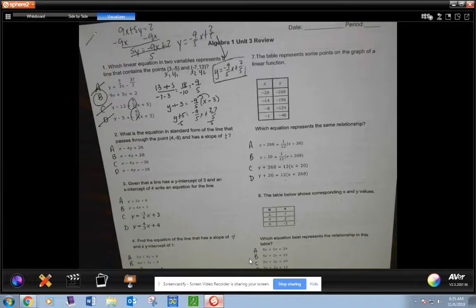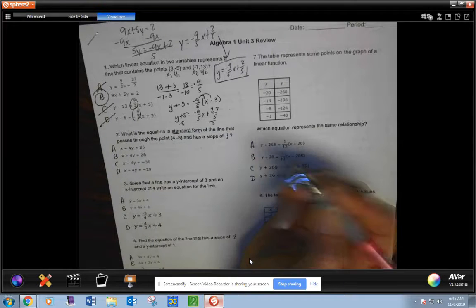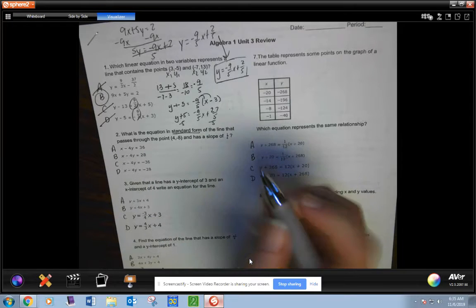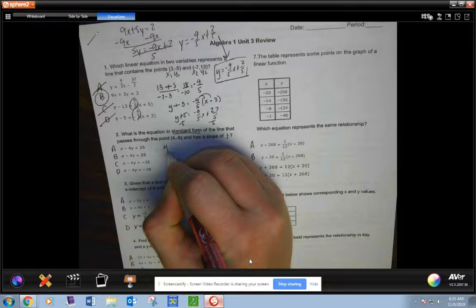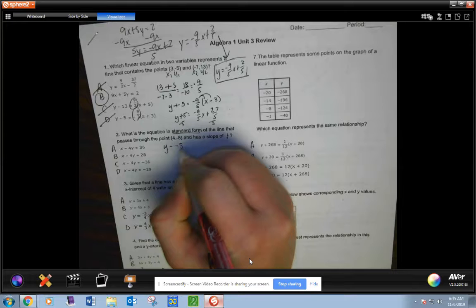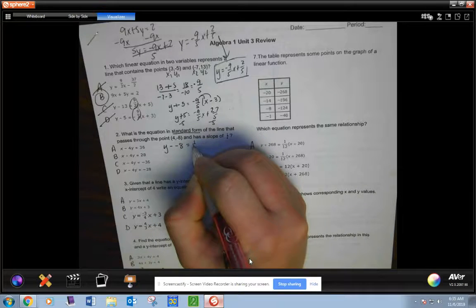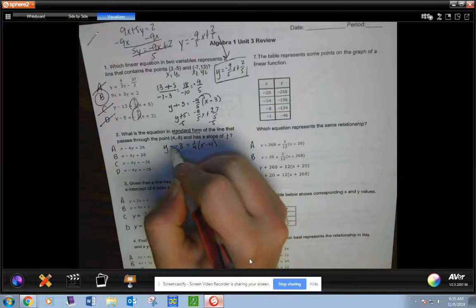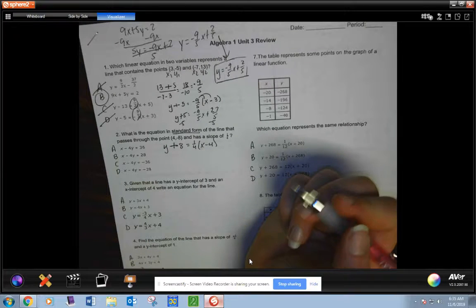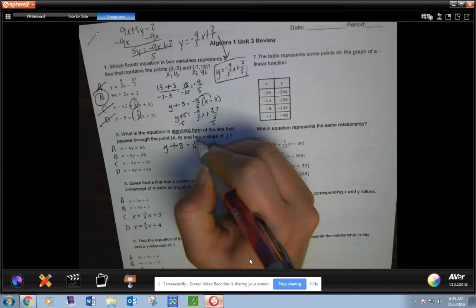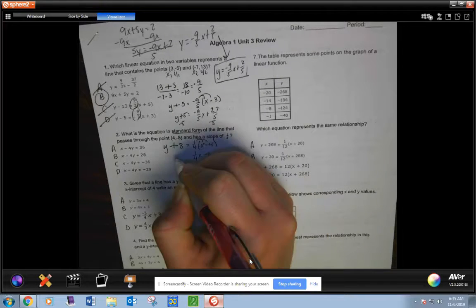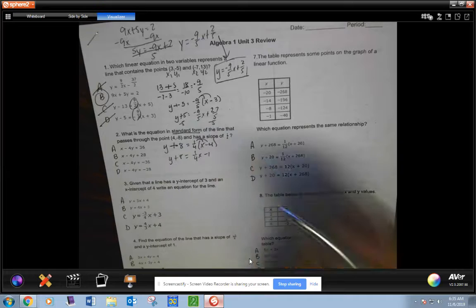Okay, for number 2, what is the equation in standard form of a line that passes through the point (4, -8) and has a slope of 1/4? So using point slope again, we're going to do y minus -8 equals 1/4 times x minus 4. I'm going to change that double negative, and then I'm going to distribute. Okay, that gives me 1/4 x, and that gives me -1. So I have y plus 8 equals.